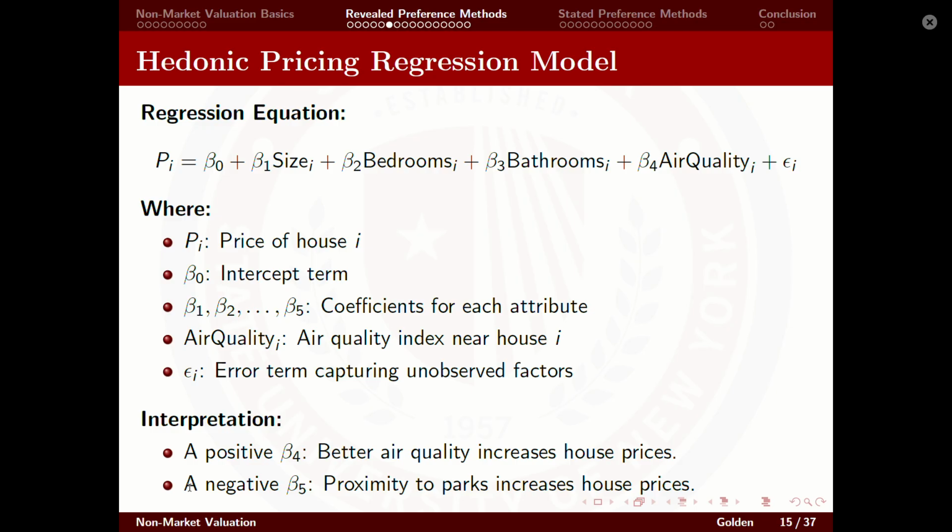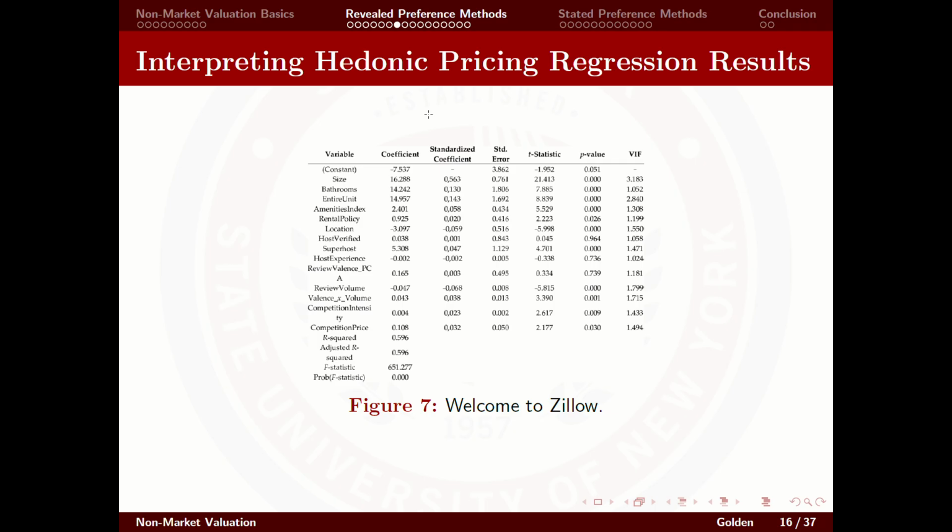If you have a beta 5, which in the version of the slides was distance from park, and if that is negative, that means being further away from a park is bad for the house price. So proximity to parks increases house price. So that's how you would do a hedonic regression model, and that is how you should interpret these coefficients.